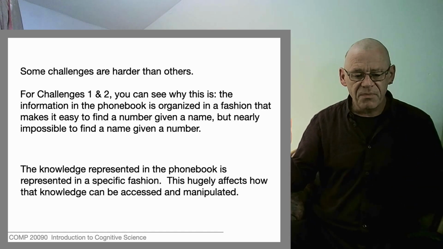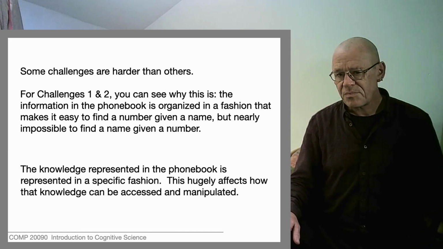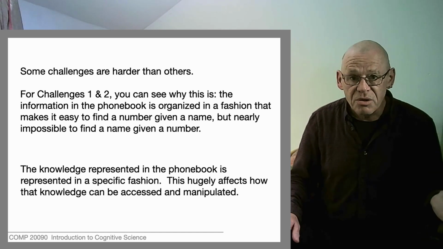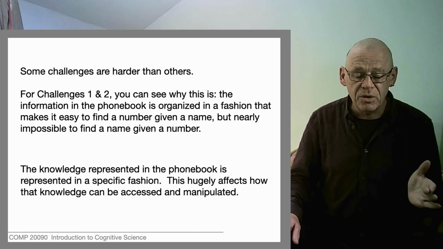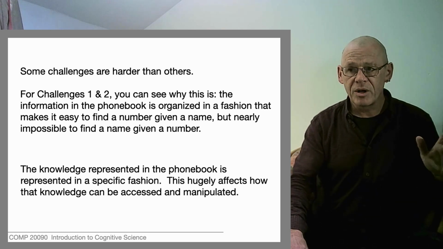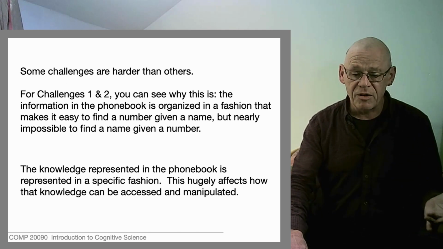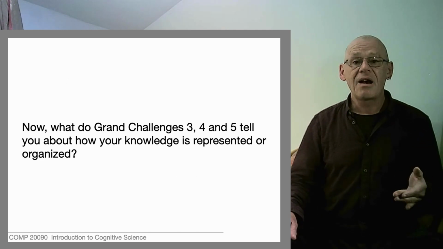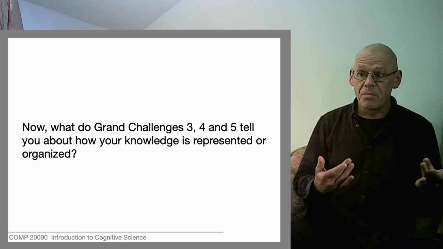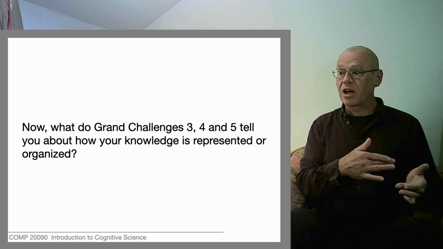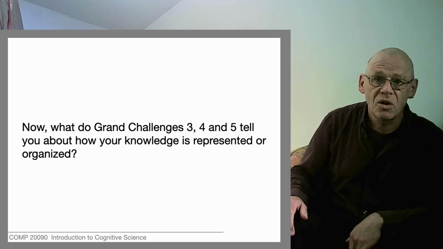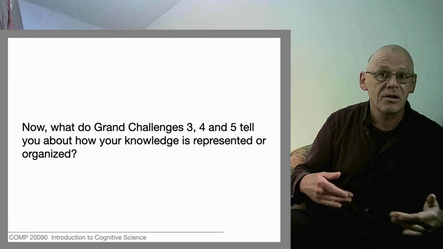So in each case, we've seen that some challenges were harder than others. The first challenge concerned the phone book. The manner in which the knowledge is represented in the phone book hugely affects what you can do with it. The grand challenges 3 and 4 were about bands, and 5 is about rhymes. And I suspect that they show you how we can ask questions in this domain in order to uncover some structural aspects of the organization of knowledge. So that's very much in the spirit of the experiments we saw last time from Shepard and Metzler, but looking at other domains of knowledge.